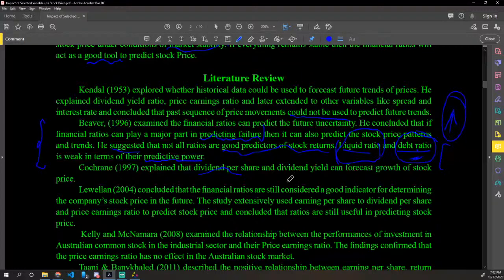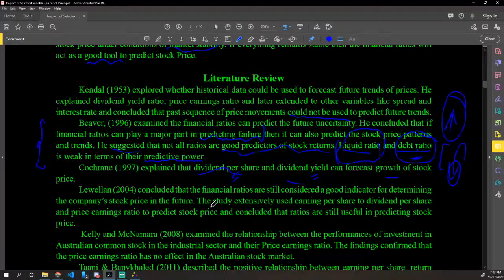So explain Chrome 1997. So dividend per share and dividend yield can forecast growth of stock price. Okay, dividend yield, and then yeah, that can definitely do that because people know how much dividend they are getting out of it. So based on that, if the company gives more dividend, and the stocks would basically grow, right? Yeah. So Levin 2004 concludes that financial ratios are still considered a good indicator for determining company's stock price in the future. Okay, so what is that?